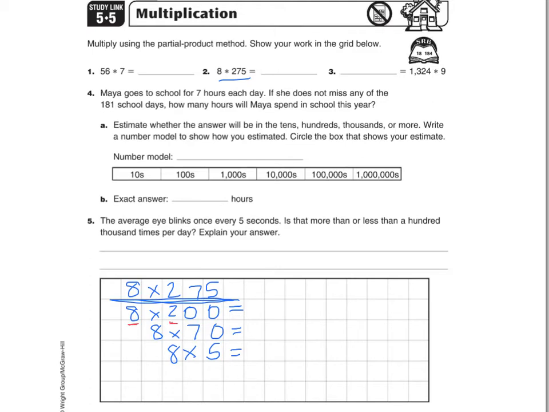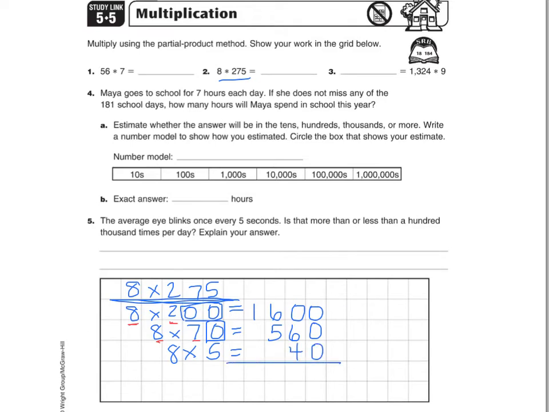In this case, we know 8 times 2 is 16, but the 200 is 100 times bigger, so we need to make our answer 100 times bigger. Students have also been practicing, as they multiply across, lining up the place value when they get the product so that the addition is easy. So 8 times 7 is 56, but this is 10 times bigger, so it's going to be 560. My original fact was 56, 10 times bigger was 560. And then 8 times 5 is 40.